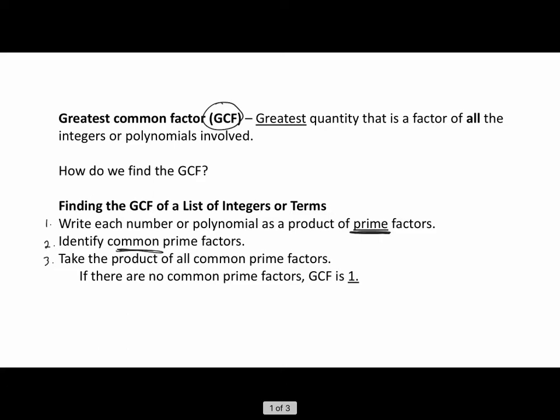If there aren't any common prime factors, then the greatest common factor is just 1 for labeling purposes, but we would never factor out a GCF of 1.